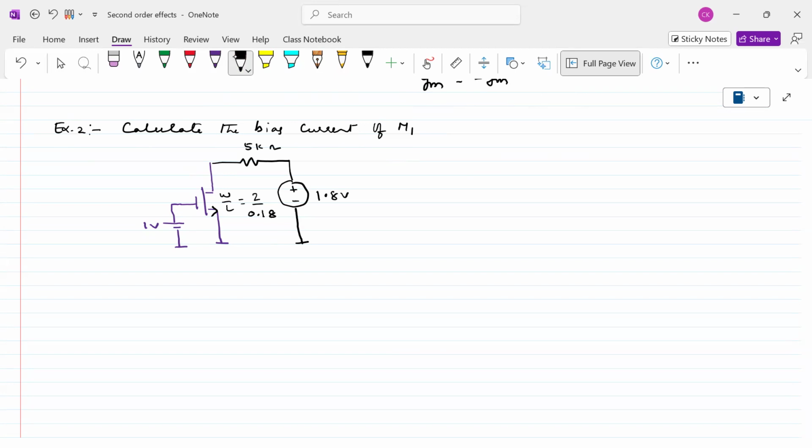What I have given, of course, I can simply say, instead of writing, this is the way, the same notation I'm using here, 1.8. A fixed potential is applied at the gate, a fixed potential applied at the drain, and the resistance I have given here, and the W by L ratio also I have given there. Assume mu and Cox is equal to 100 microamperes per volt square, and VTH is equal to 0.4 volts.